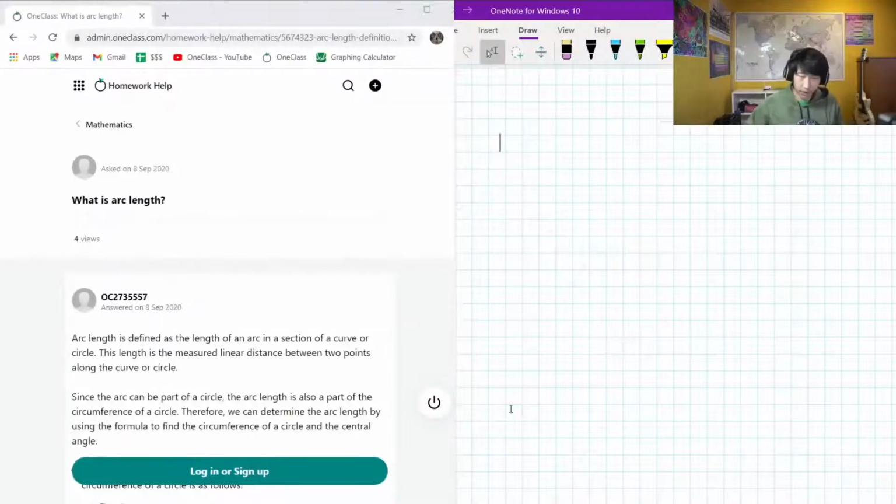Okay, so the next question that we have on the menu today is asking us, what in the world is an arc length? Arc lengths are typically associated with circular things or curved lines.